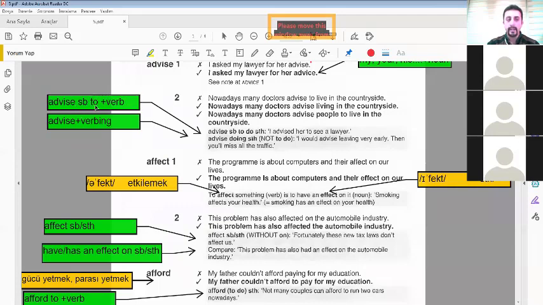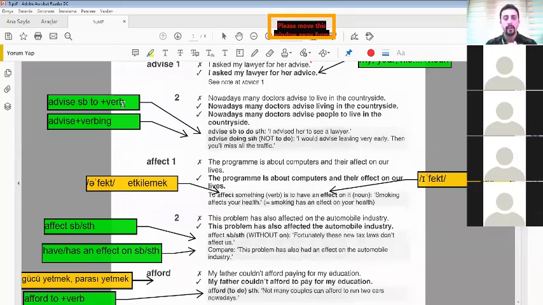Advise, yes. Somebody to plus verb. We have to use advise in these two forms. Number 1, advise somebody to plus a verb. For example, I say, I advise you, advise somebody, I advise you to go to school. I advise you to study English. I advise you to sleep early. I advise you to plus verb is important, like this, as you see here.